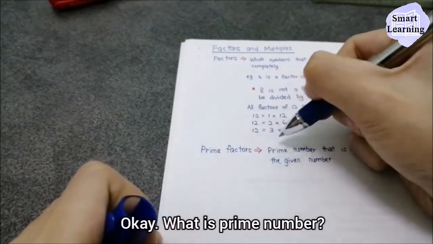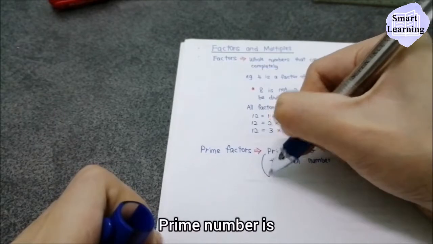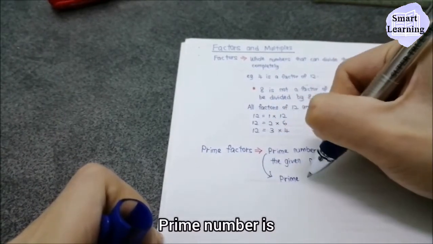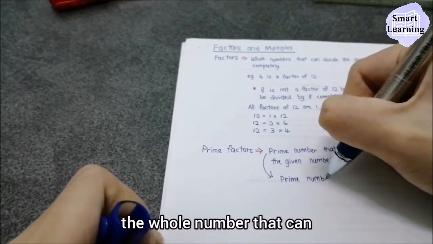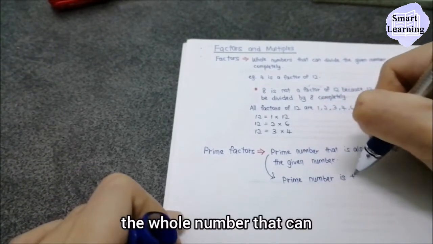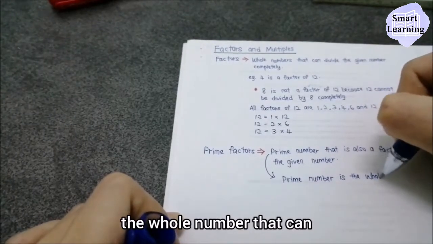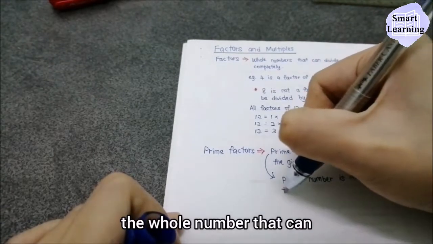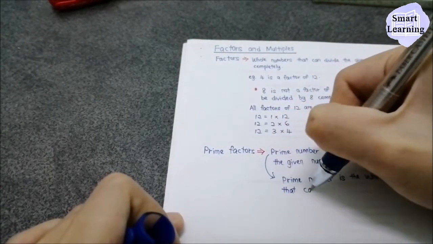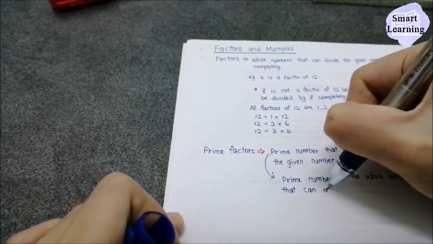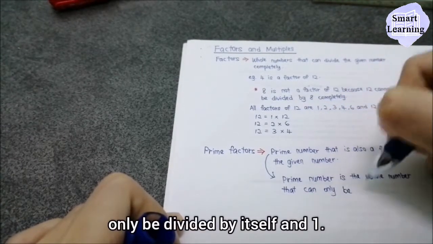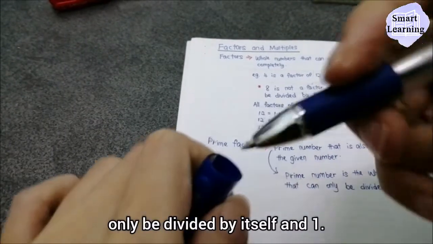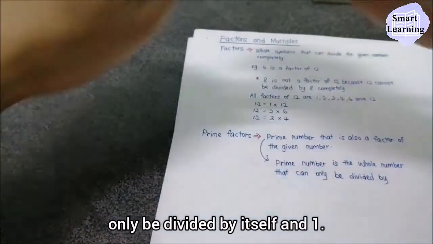Okay, what is a prime number? A prime number is a whole number that can only be divided by itself and 1.